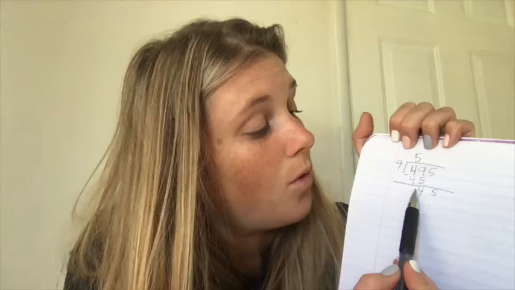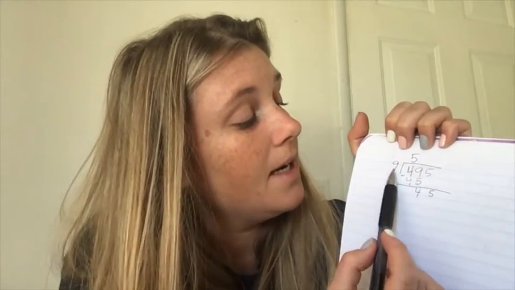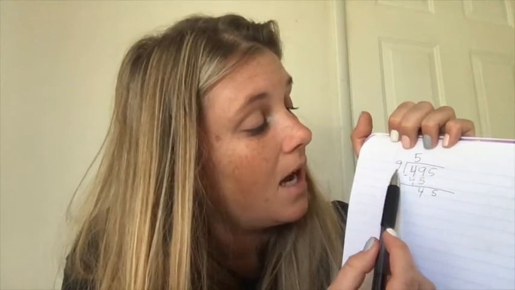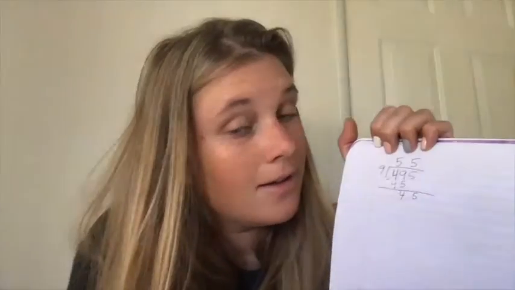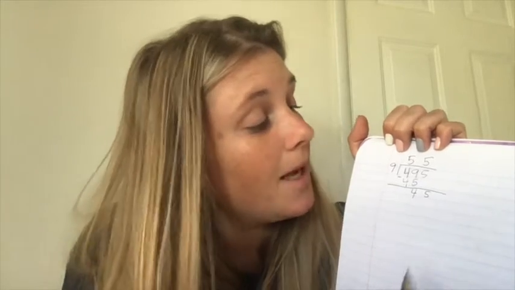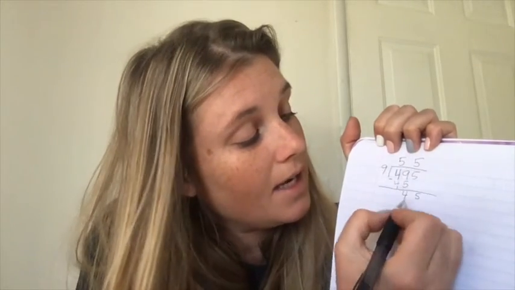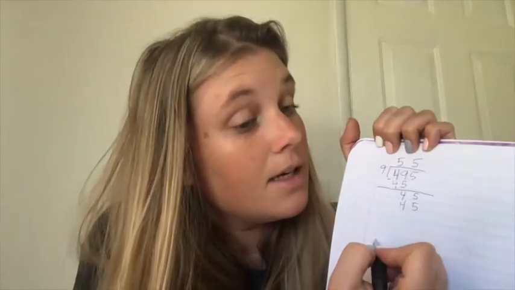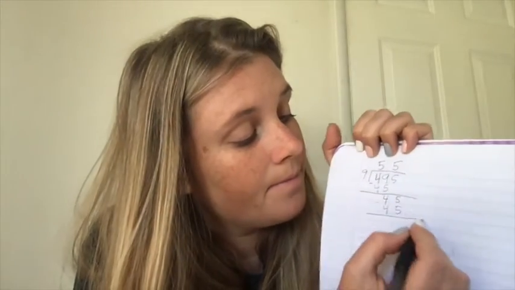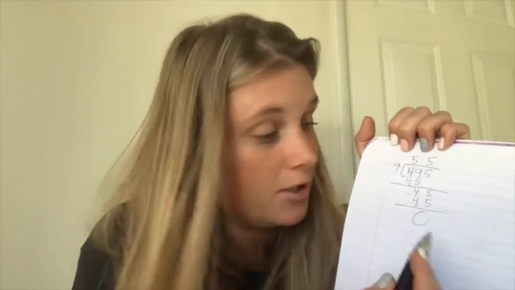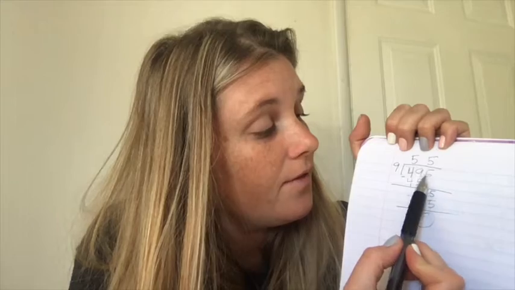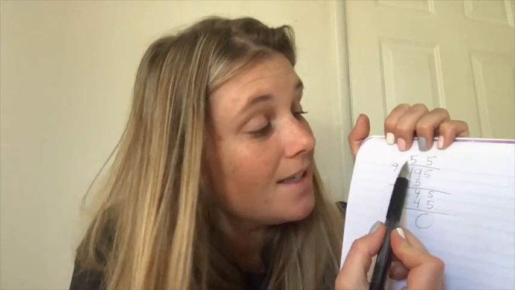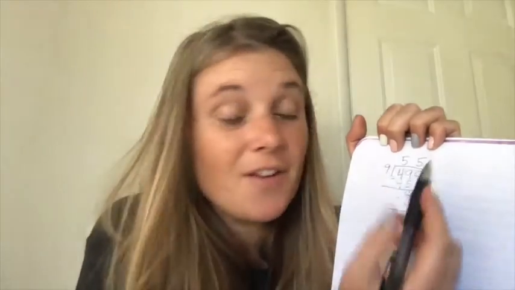Now, here we go. What's our first step? Divide. 45 divided by 9, or how many times does 9 go into 45? 5 times. What's our next step? Multiply. 5 times 9 is 45. Next step, subtract. And that equals 0. So there's nothing left, so we did it. So 495 divided into 9 groups, how many is in each group? 55.